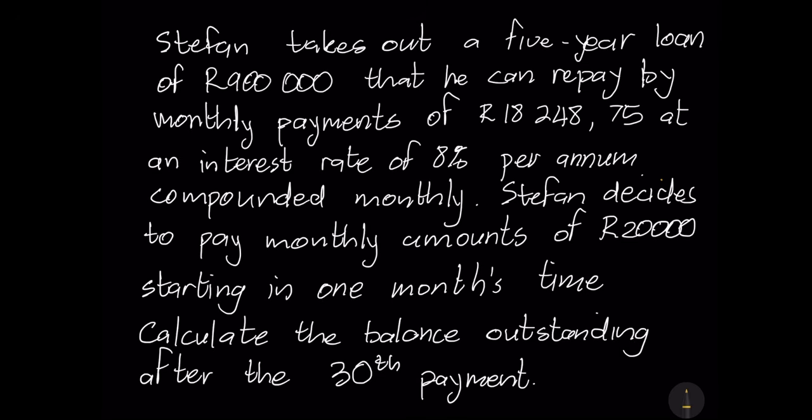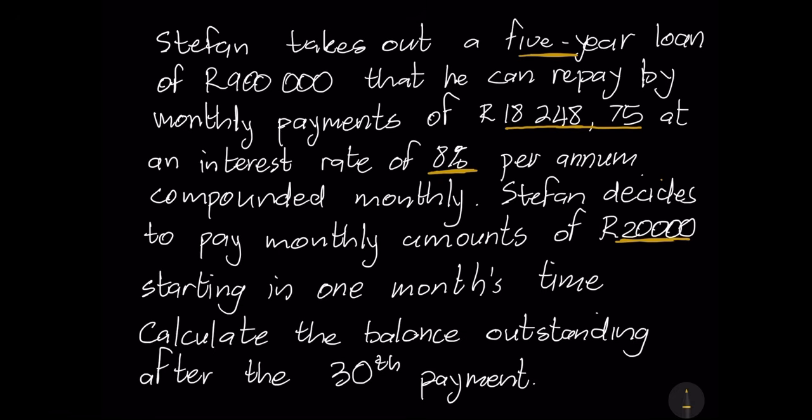Our first example says Stefan takes out a 5-year loan of 900,000 rands that he can repay by monthly payments of 18,248.75 at an interest rate of 8% per annum. So we've got our interest rate. These are the repayments that the bank has calculated for him to repay the loan in 5 years' time. Now Stefan decides to pay monthly amounts of 20,000.